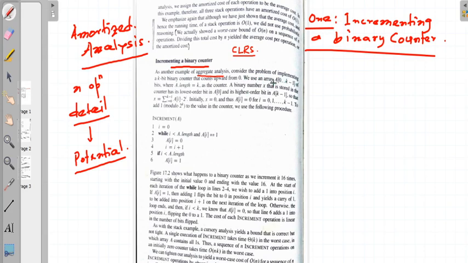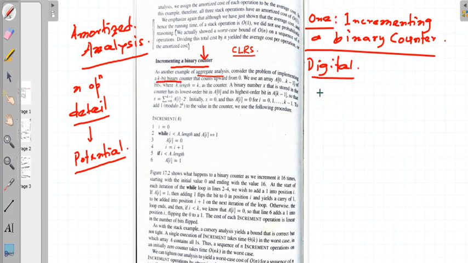So here what is the problem? Incrementing a binary counter. You have already encountered this binary counter in, say, digital electronics. In digital electronics you have got this counter. So we are implementing a k-bit binary counter.